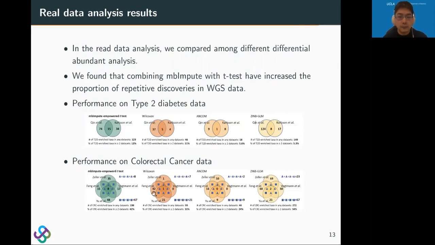We have also tested the performance of our method on the colorectal cancer data, and using our method, it also has a larger overlap among 4 different data sets.